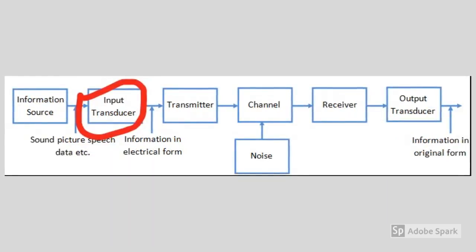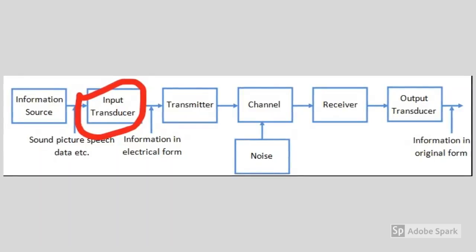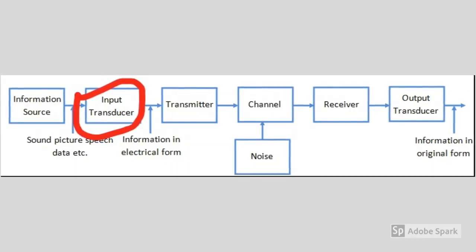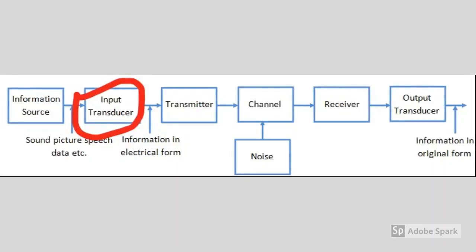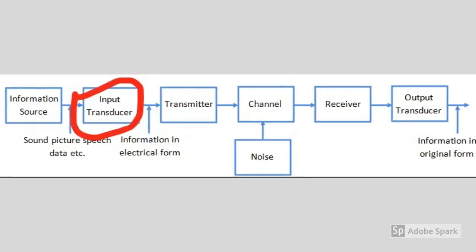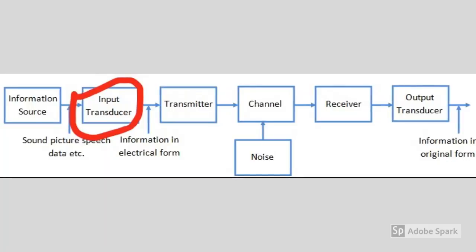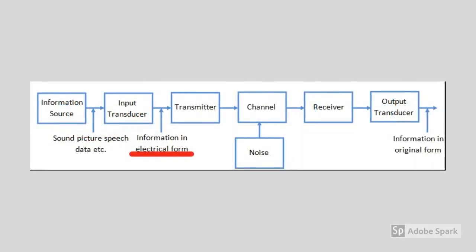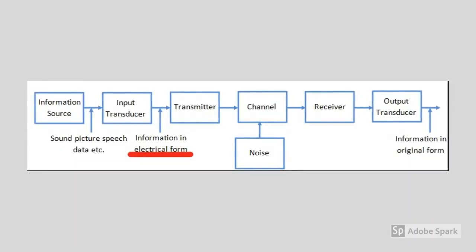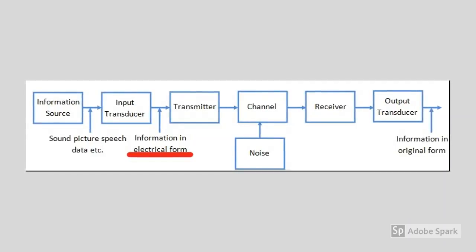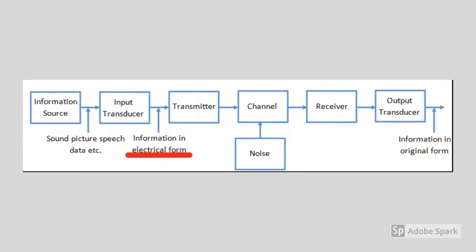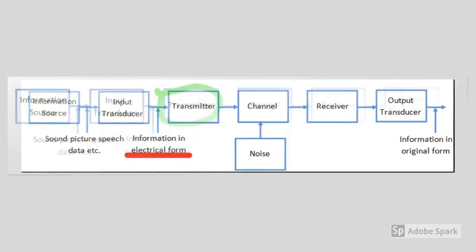The next block is the input transducer. A transducer is a device which converts information from one form to another form. When a message is passing from the information source to the input transducer, whether or not the message is in electrical form, the input transducer first converts the message into electrical form. So when the message is passing from the input transducer to the transmitter, the message is in electrical form. So the transmitter receives the message which is in electrical form.